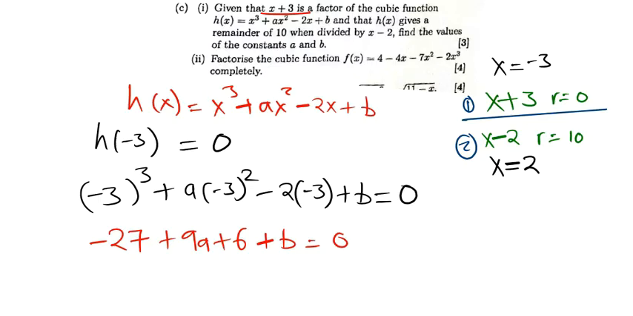Negative 27 plus 6 is a minus 21. So we have 9a plus b equal to a positive 21 after adding both sides by positive 21. Okay, so this and that gave us a minus 21, and then it becomes positive on the right hand side. So we've come up with the first simple linear equation.